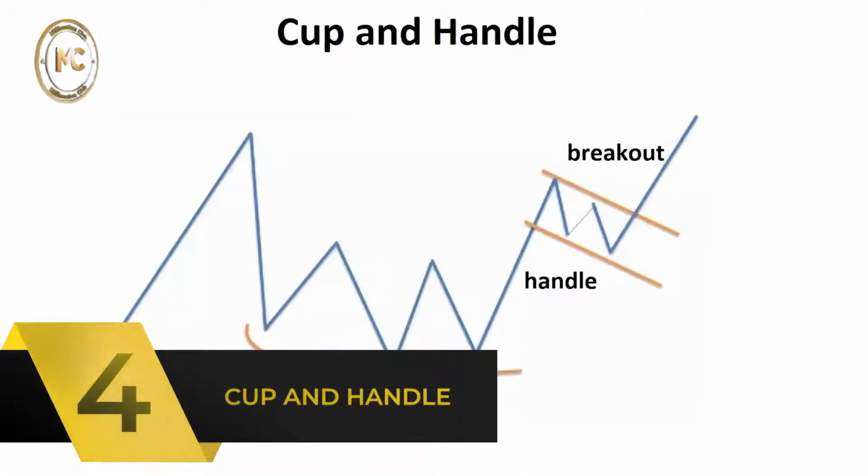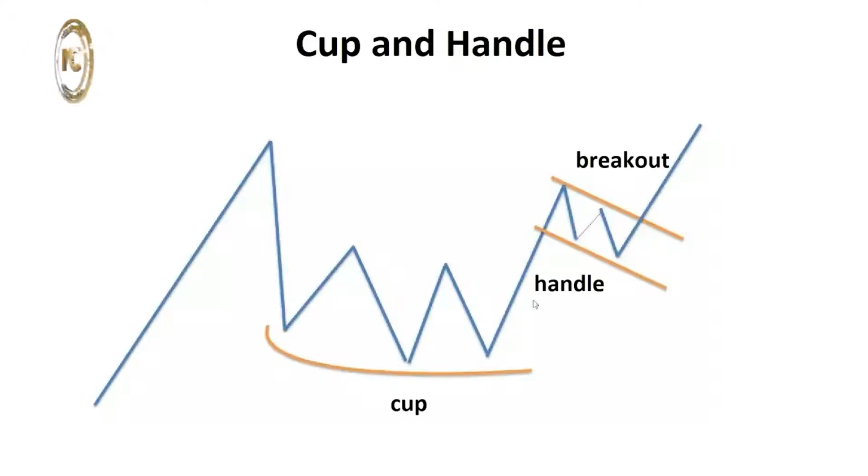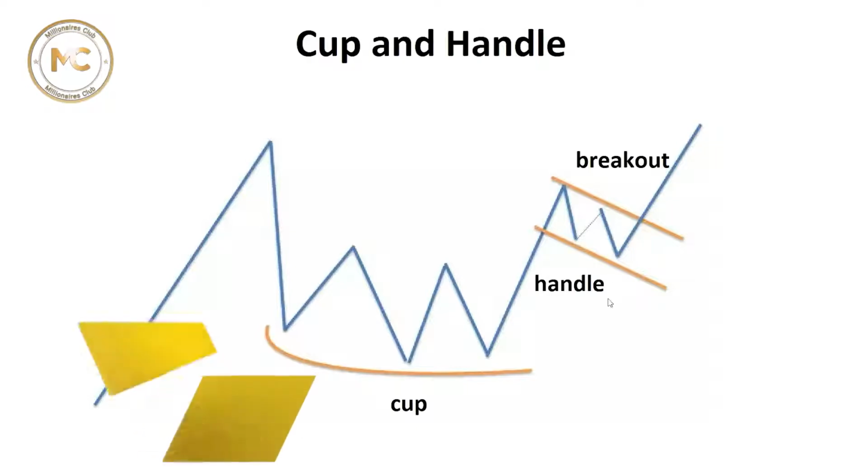Number 4. Cup and handle. This is a bullish reversal chart pattern that looks like a cup and a handle, where the cup is shaped like a U, and the handle has a small downward drift. The cup and the handle resemble a rounding bottom chart pattern and a wedge pattern, respectively. Essentially, the right side of the pattern has a low trading volume that might be as short as 7 weeks or as long as 65 weeks.